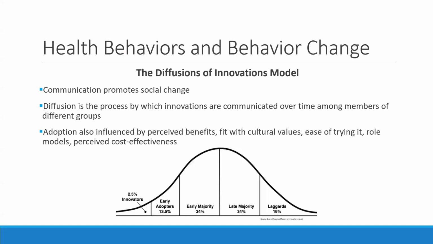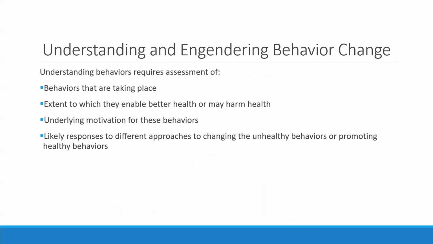Something like technology, like the iPhone, which nobody used to have and now everyone has. This is how it would diffuse over time in this model. And I was a laggard, actually. But it's also influenced by perceived benefits, the fit with cultural values, the ease of trying it. This is all about the innovation. Role models and perceived cost effectiveness also matter. So, some overlap with our earlier models.